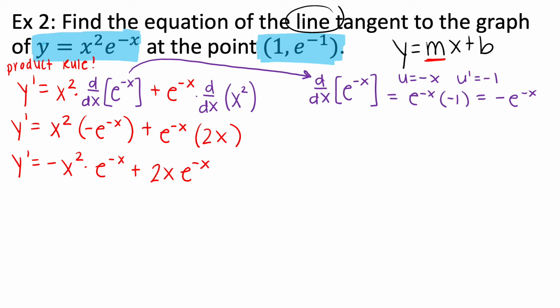I'm actually just going to leave it like that for now, because since we're finding the equation of the line tangent to the graph, we're going to end up plugging in. So now that we have our derivative, our next step is going to be to evaluate the derivative at the x value that they gave us. So let's look at y prime evaluated at 1. Gives us negative 1 squared times e to the negative 1 plus 2 times 1 times e to the negative 1.